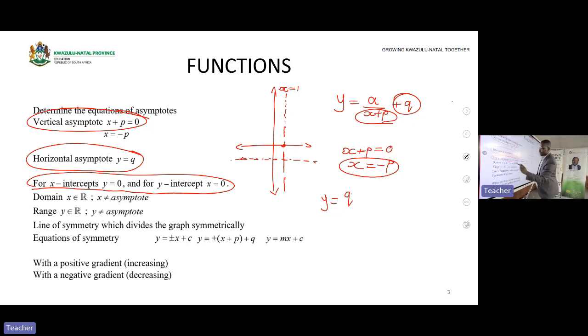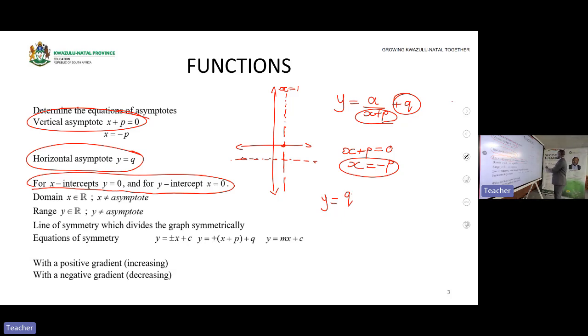After sketching your graph, you will be able to determine your domain. And the domain in the hyperbolic function is always x as an element of all real numbers, because your graph will reach any other possible value of x, except the asymptote. We always have to exclude the asymptote. Whenever you are writing the domain as well as the range of a hyperbolic function, you must say x is an element of all real numbers, but exclude your asymptote. But we'll get to that when we have sketched our graph so that you can see it graphically.